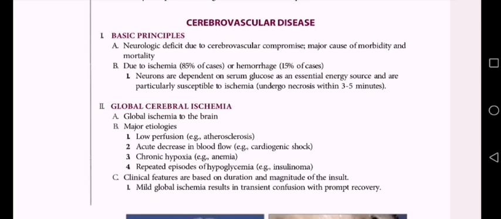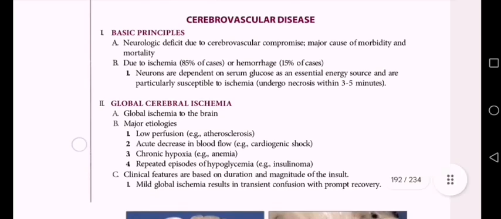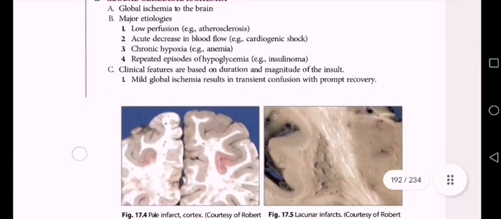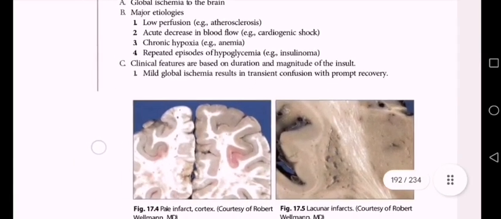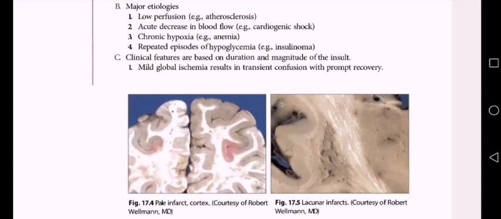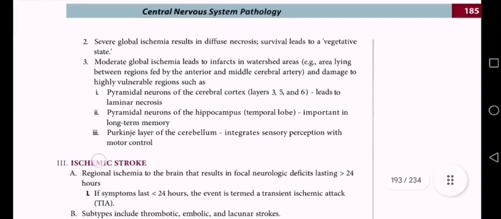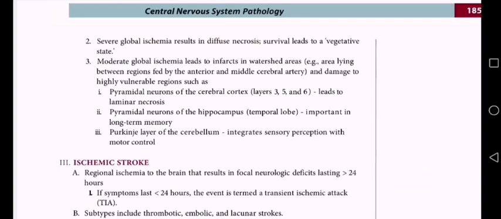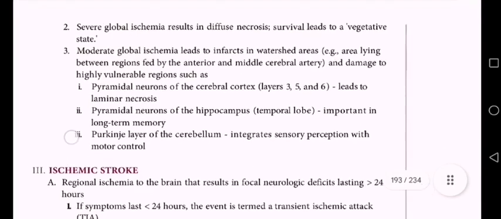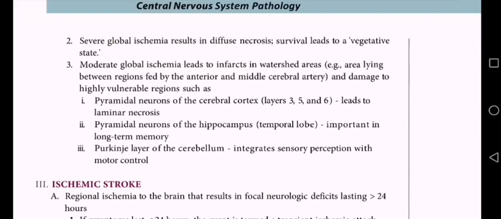Mild global ischemia results in transient confusion with prompt recovery, and this is the pale infarct cortex, and on the right side you will see a lacunar infarct. Now, severe global ischemia results in diffuse necrosis. Survival leads to a vegetative state.